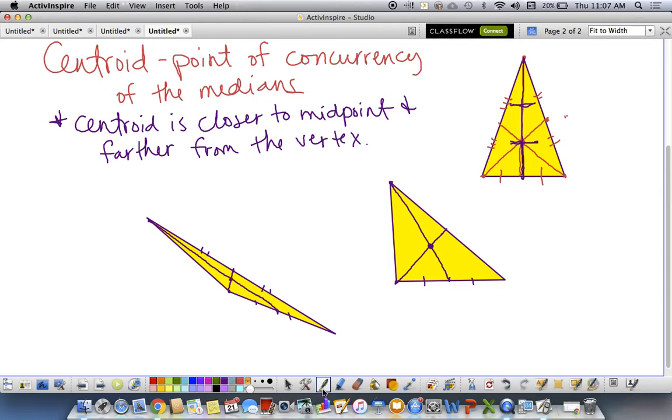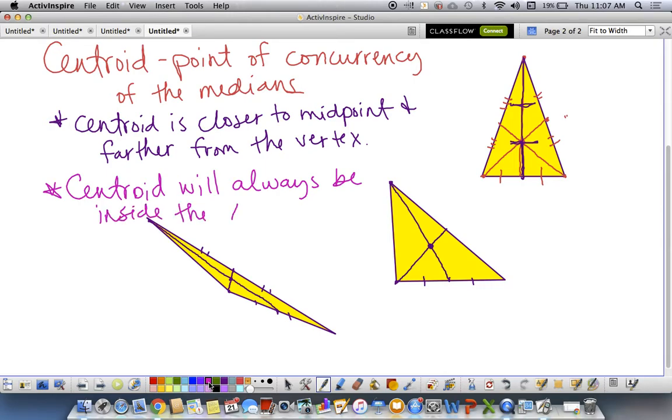Is the centroid still inside the triangle? Yes. So I'm going to put another little bullet point up here that says the centroid will always be inside the triangle.